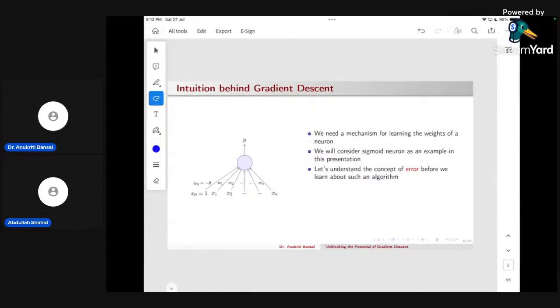Now we want to learn the weights, but before understanding, we need to learn these weights automatically. Okay, how to learn these weights? For that we need an algorithm. But before discussing that algorithm, I would like to explain you the concept of error. What do we mean by error?